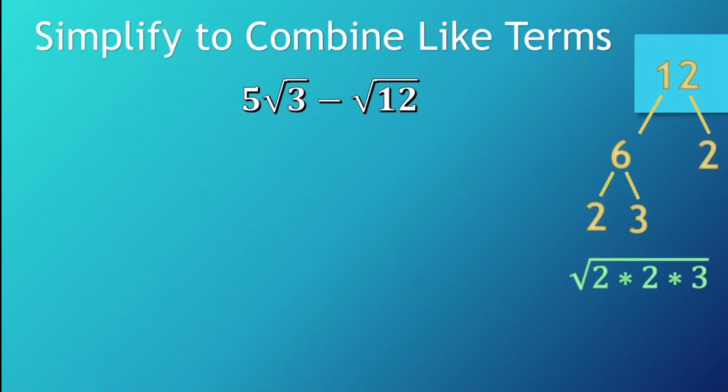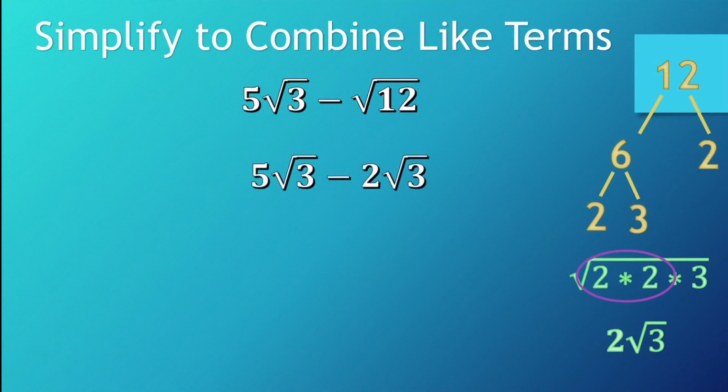All I have to do is write it under my square root. Now, it's a square root, meaning my index is 2. So I want a pair of 2, a pair of whatever I could find. When that pair comes out, I get 2 square root of 3. So really, my problem now is 5 square root of 3 minus 2 square root of 3.